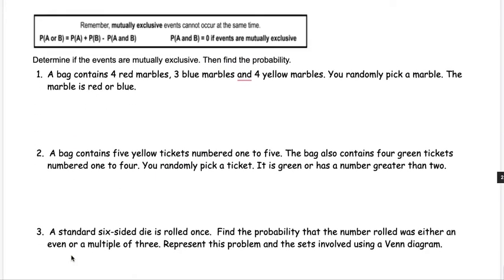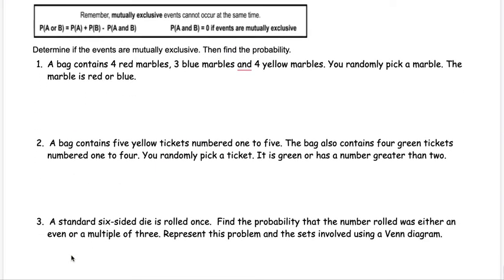Okay. So remember, mutually exclusive events cannot occur at the same time. I'm going to do a couple of these for you real quick, and then I'm going to let you go and do them on your own, some classwork, and I think you'll get the idea here. Okay. So a bag contains 4 red marbles, 3 blue marbles, and 4 yellow marbles. You randomly pick a marble. The marble is red or blue. So you've got to determine if the events are mutually exclusive, then find the probability.